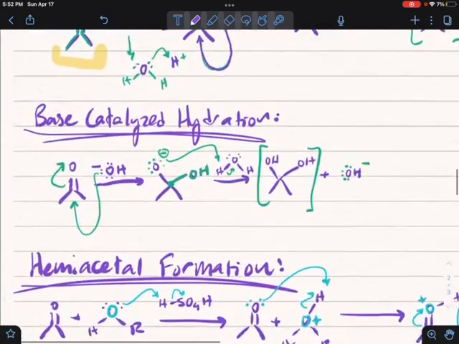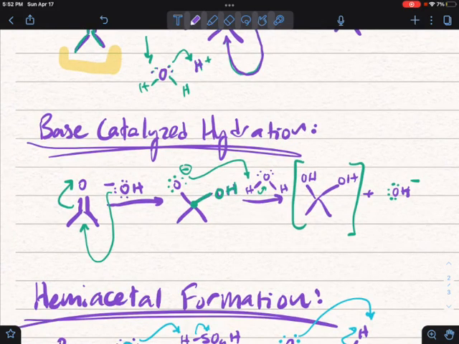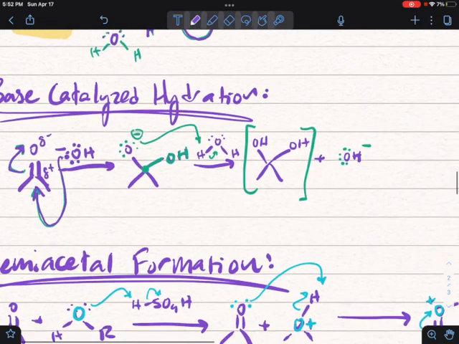Alright, now let's talk about base-catalyzed hydration. We will start with a carbonyl group, like we always do, and instead of having a hydronium ion, we will have a hydroxide ion, which is basic and negative. So this nucleophile will attack the carbonyl group from the back side because the back side is positive. The electrons will move up to the oxygen, and that will form an unstable oxygen because it's now negative.